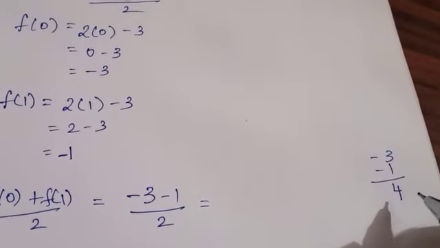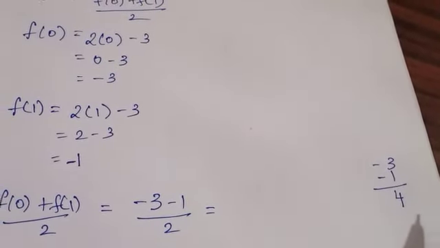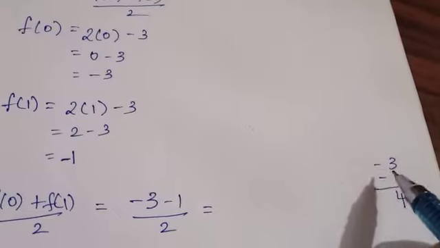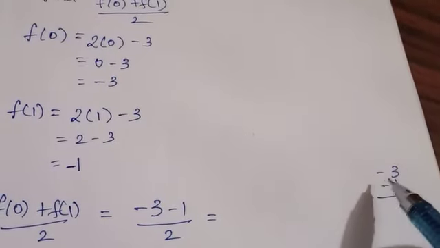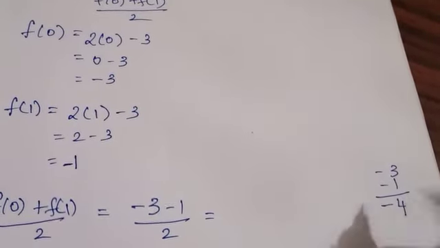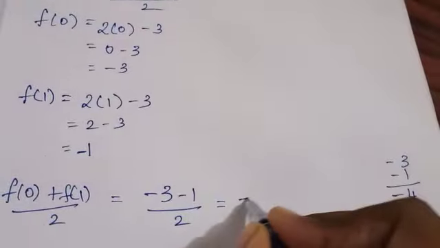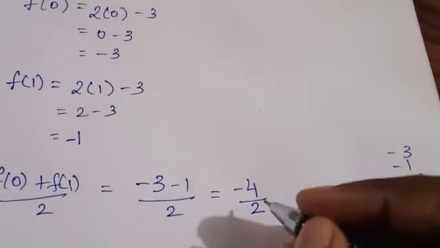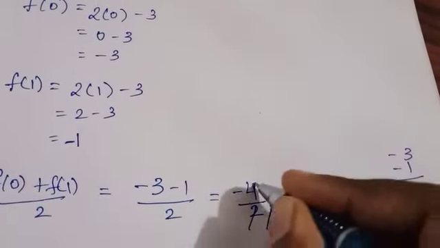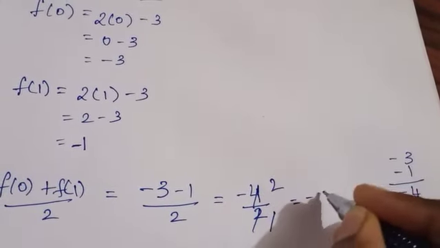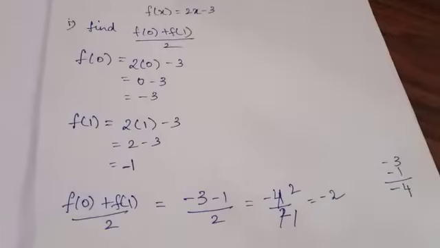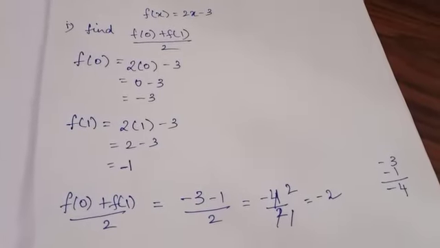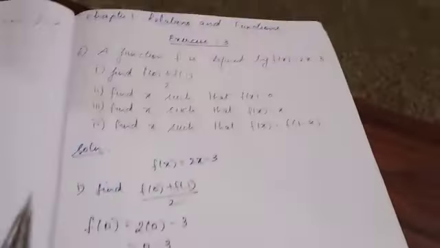4. So after adding, what we have to do? We have to check for the greater number sign. So what is the greater number here? 3. So what is the sign of 3? Minus. So I'm going to write minus in the answer. So minus 4 divided by 2. So now we can cancel it, right? 2 twos are 4. So the answer is minus 2. Next we'll move on to the second subdivision.